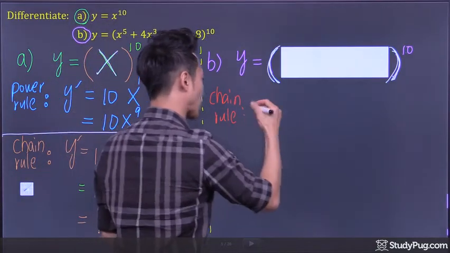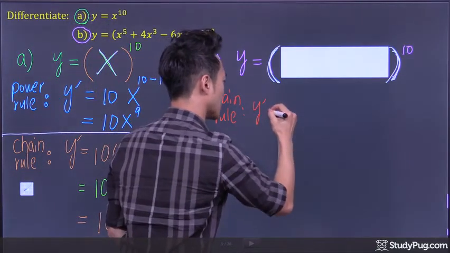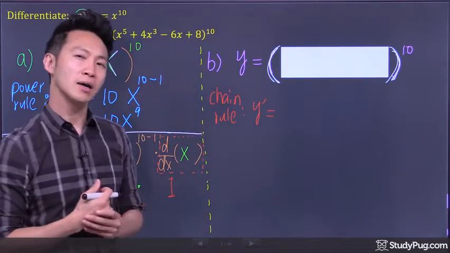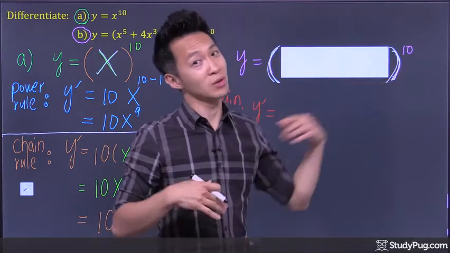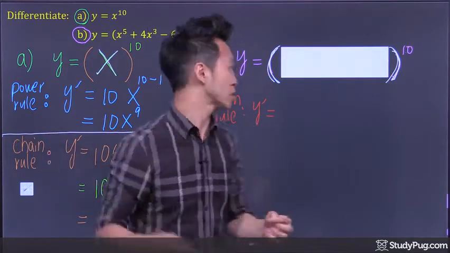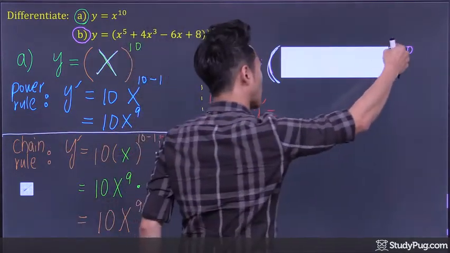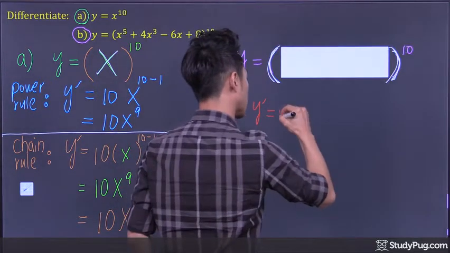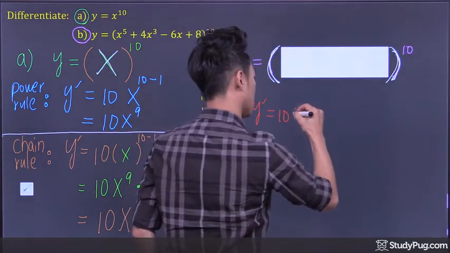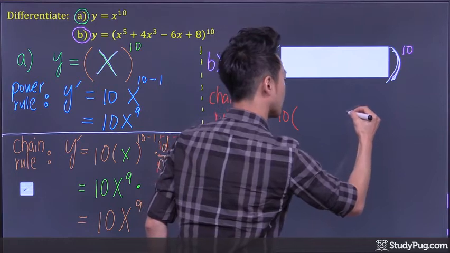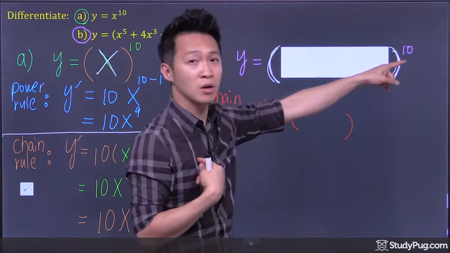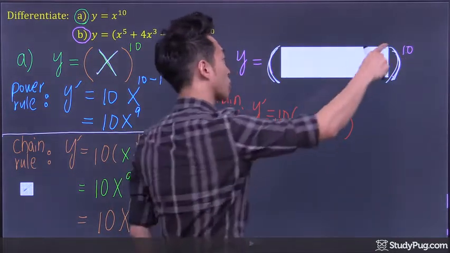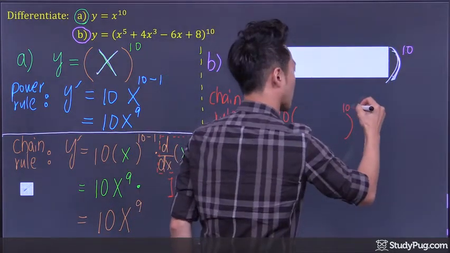So to differentiate this function, we get y prime is equal to, guys, what's the derivative of bracket to the power of 10? Well, let's apply the power rule, right? So power rule tells us that we can bring the exponent to the front. So that would be 10 bracket. Now, what do you do with the exponent? We have to subtract 1 from the original exponent. So we go 10 minus 1.